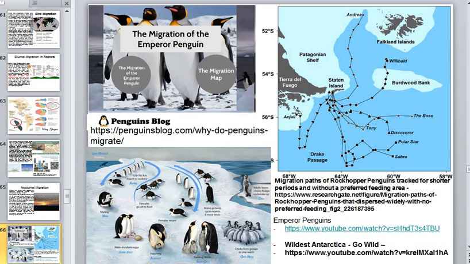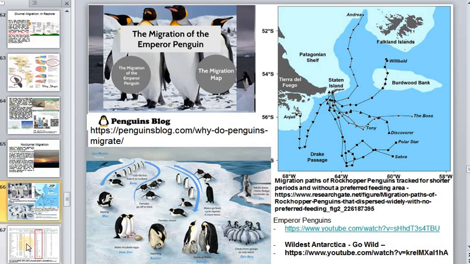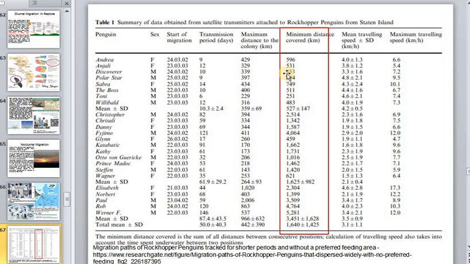Here, if we are talking about bird migration, we just can't not think about penguins. These guys are just super. And here I just leave the links about migration of penguins. And pay attention to the distance. Here I found the minimum distance covered by penguins. And it's not just flying through the air, but swimming in cold water.